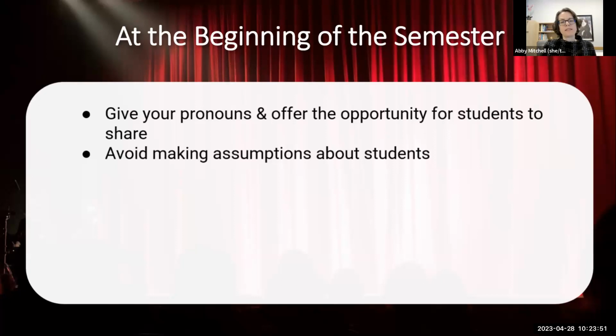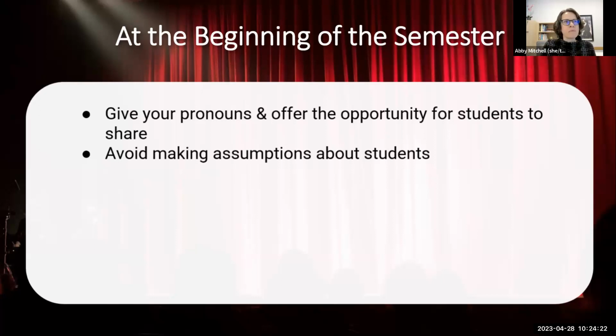Also, avoid making assumptions about students. We can often assume that students who present in gender non-conforming ways are more likely to be the trans and non-binary students, and that can be true, but not always. I know I've definitely had students where I'm like, okay, maybe they might be trans or non-binary, and I was wrong. I've also had students who seemed totally cisgender to me and they were not. So don't make those assumptions.